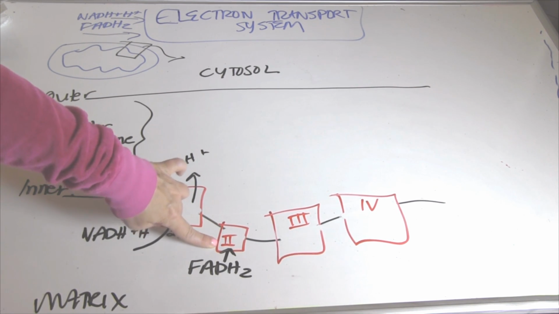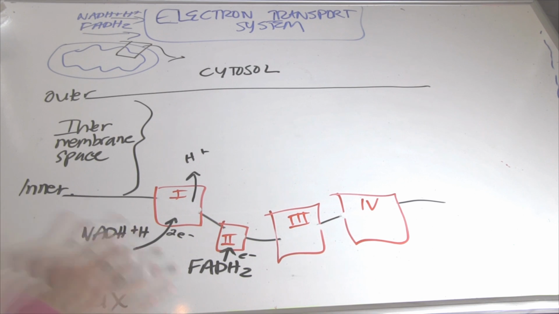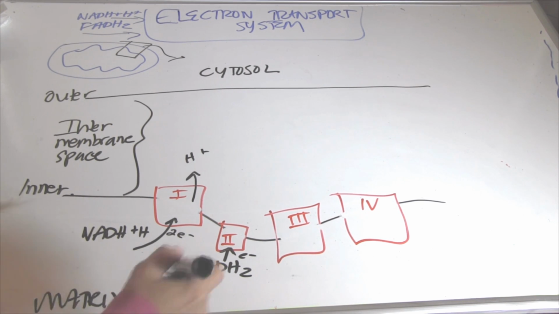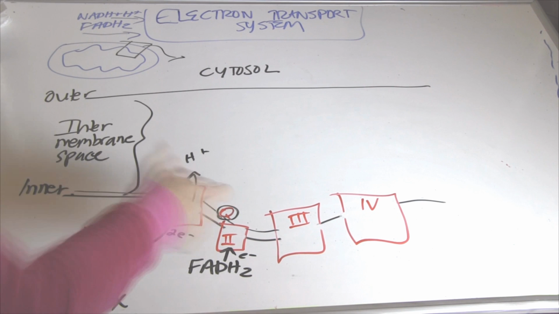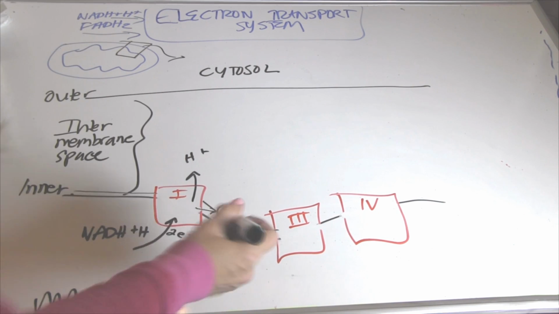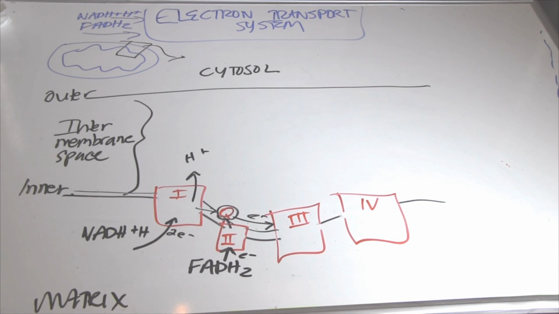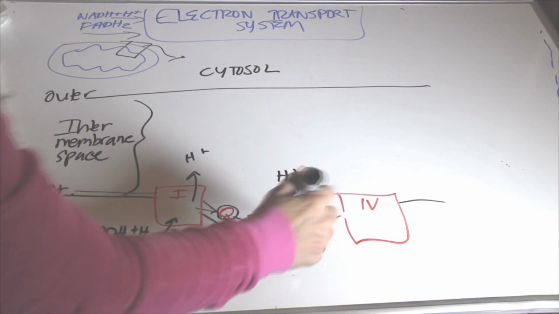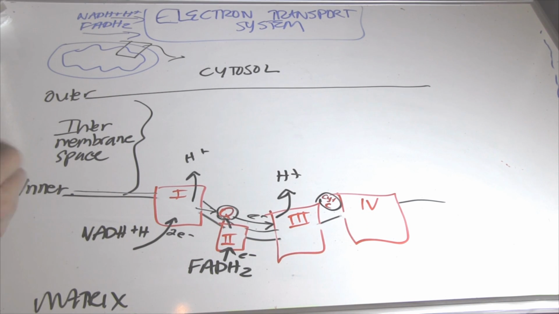Now, FADH2 will drop off the 2 electrons into complex 2 of the ETS, but this one is not a proton pump. What we do have is a coenzyme Q, which is a mobile carrier. This guy is going to be accepting the electrons from both 1 and 2, and this coenzyme Q will be dropping off electrons to complex 3, which is another proton pump, and we have another one, cytochrome C, which is another mobile electron carrier, and it will be dropping off at complex 4, and we have proton pumps here.